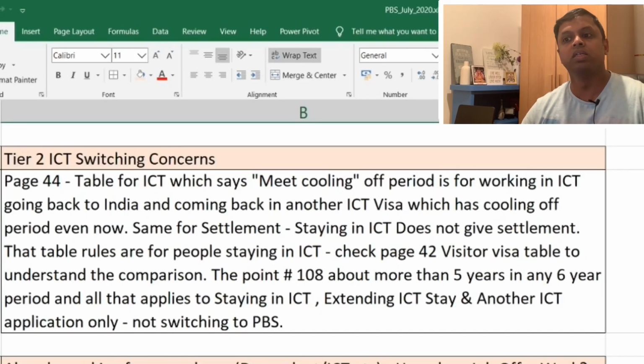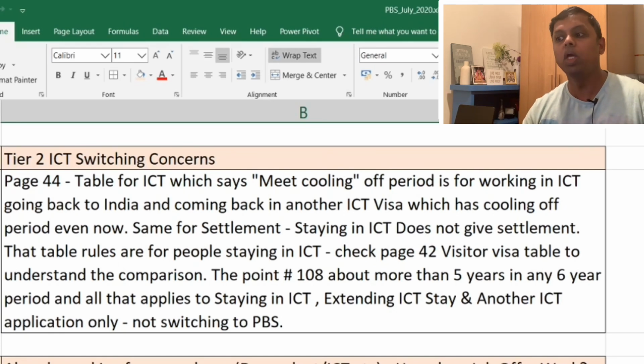The next question is basically a switching concern which people have because the page number 42 for table for ICT intercompany transfer makes it a bit muddled because it says that there is a mention of a cooling off period and there is also a mention of not applicable for settlement and all that.